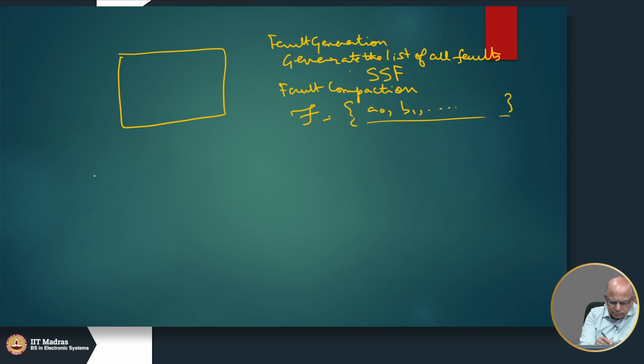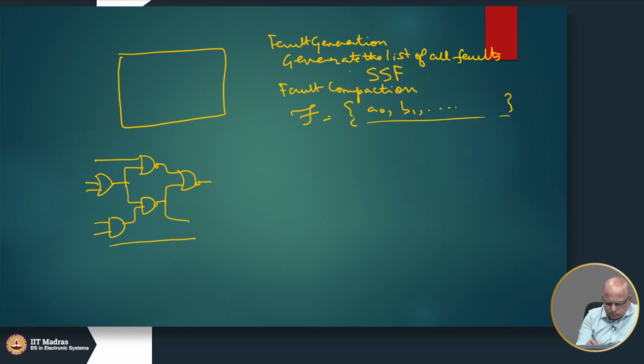Here is an example. There are many inputs A, B, C, D, E, F, and M and N are the outputs. Assume that somebody has done the hard work of generating the list of faults.